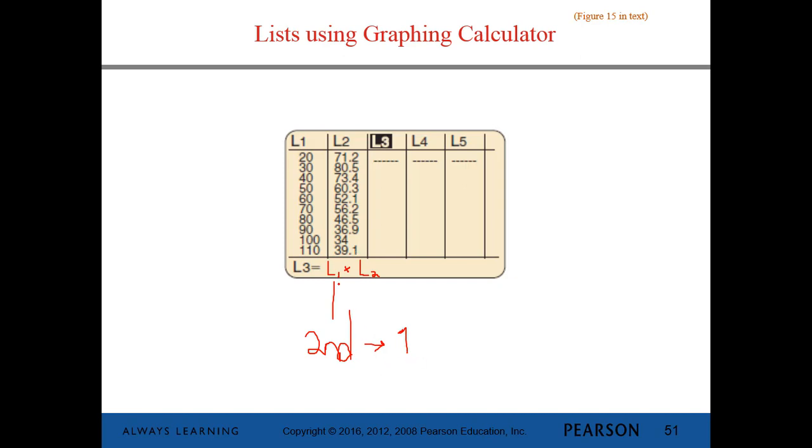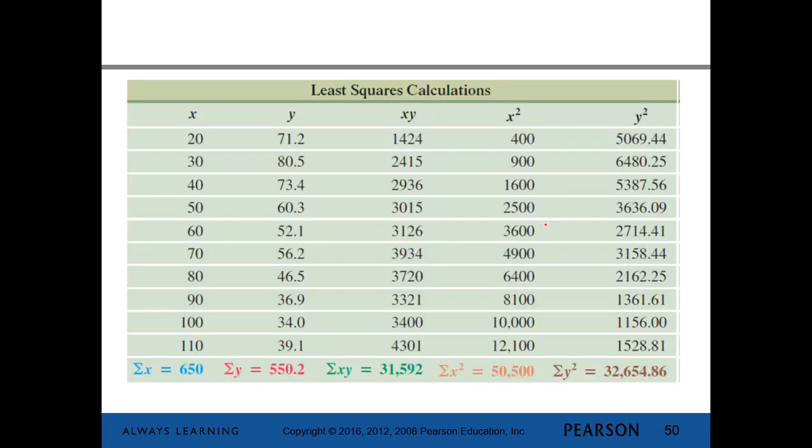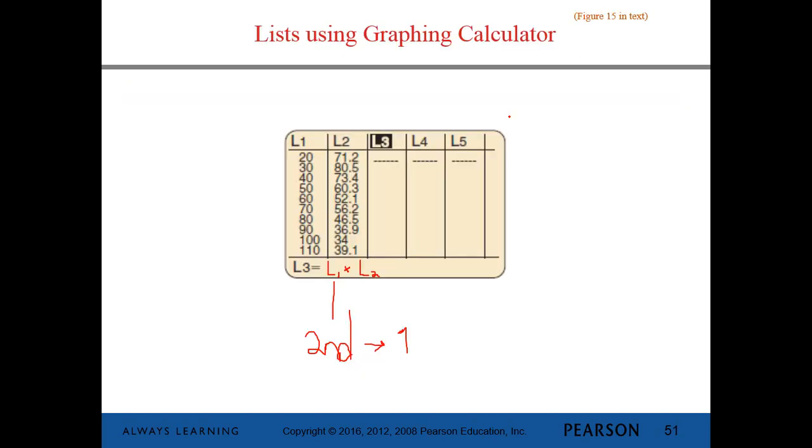So if you wanted L1, you would do second 1. If you wanted the L2, you would do second 2 on your calculator. Okay. Then once you do that, hit enter, and it will automatically take the product of L1 and L2 and stick them in here. And then if you wanted x squared, you would do the same thing in L4.